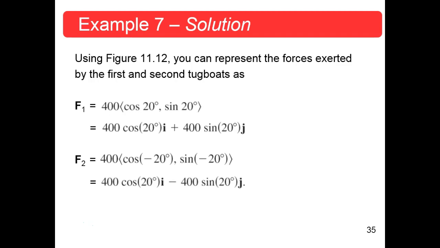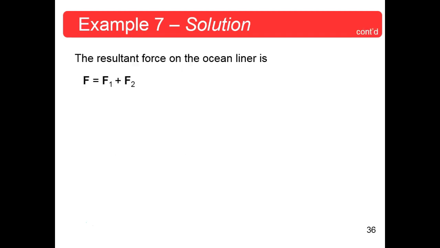Now, here's what they did. Because the cosine of negative u is the same as the cosine of u, they just changed that to 20. But the sine of negative u is the opposite of the sine, so they made this a minus 400 sine 20. Now, if you add those two together vectorially, which means add the i components and add the j components, the i components add to be 800. That would be 400 cosine 20.